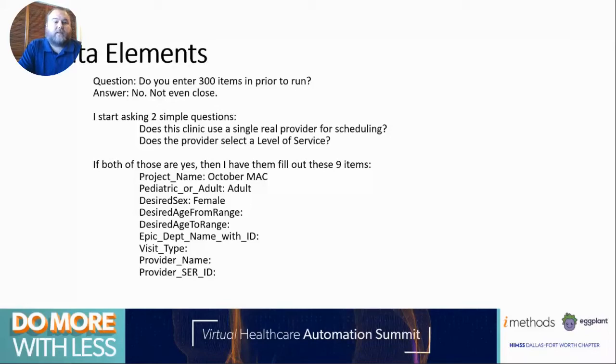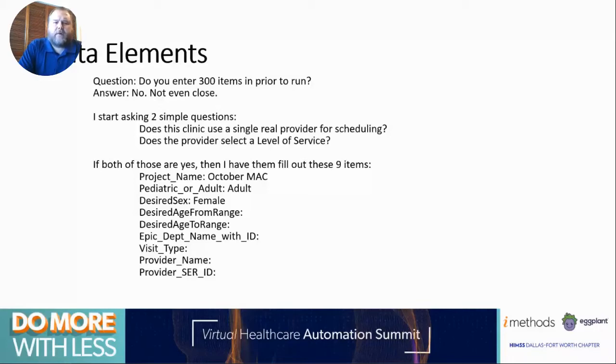So, for example, right now we're going into our October MAC test cycle. So I've got the project name, I've got whether or not it's a pediatric or adult. I don't want to test an adult in a pediatric department or a pediatric in a labor and delivery department. Desired sex. Again, labor and delivery, I'd need a female. Desired age ranges, pediatric. If you're in a NICU, I'm going to have a 0 to 1 age range.